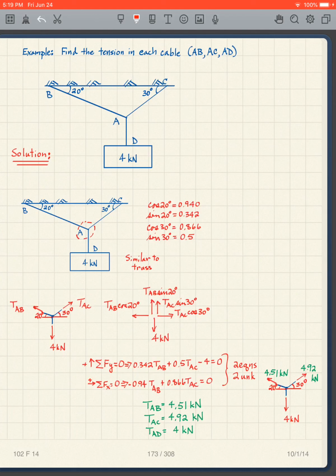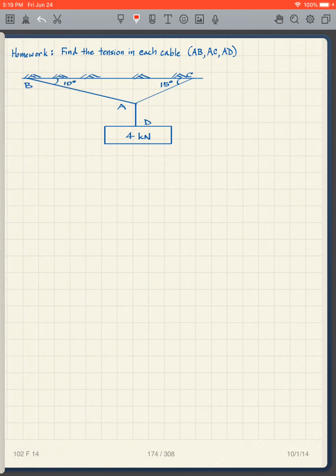Put them in there. Again, I have 2 equations, 2 unknowns we can solve. And we get that TAB and TAC are these numbers, 4.51 and 4.92 kilonewtons. So it's solving that same problem that we did for trusses.